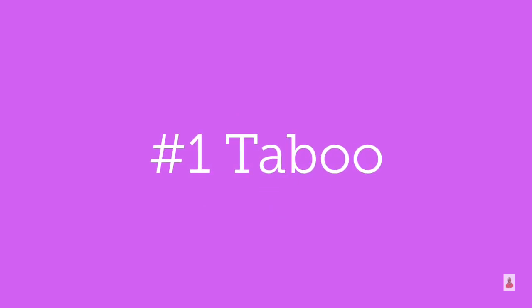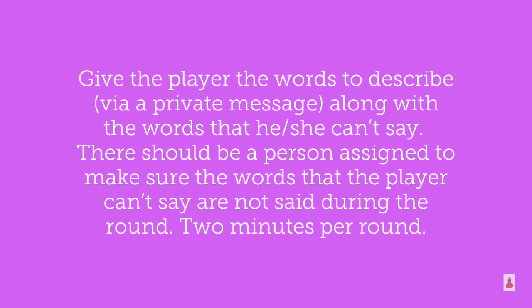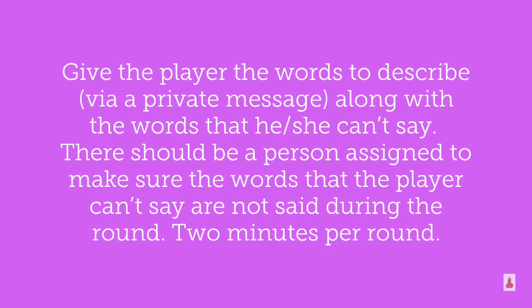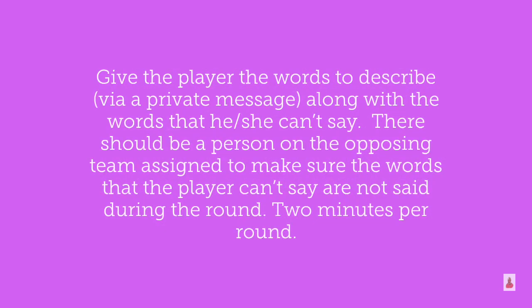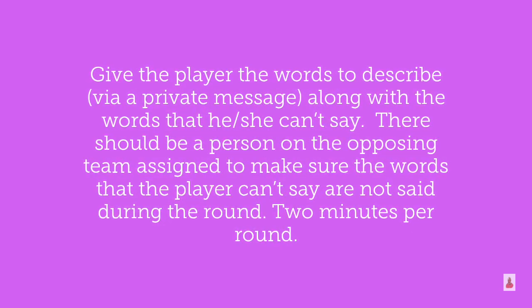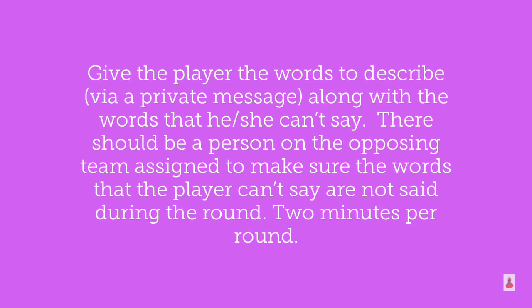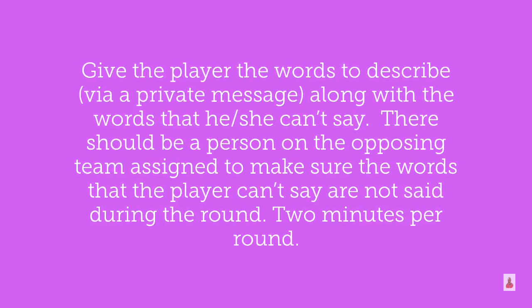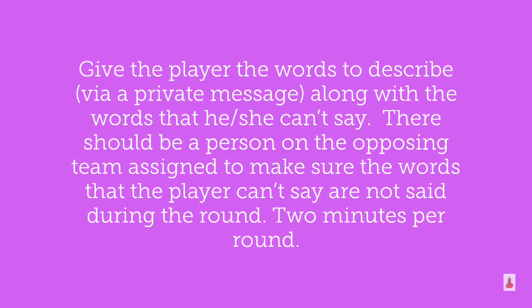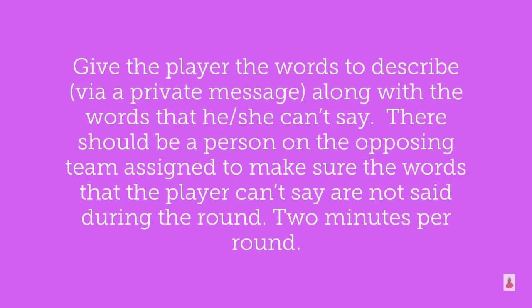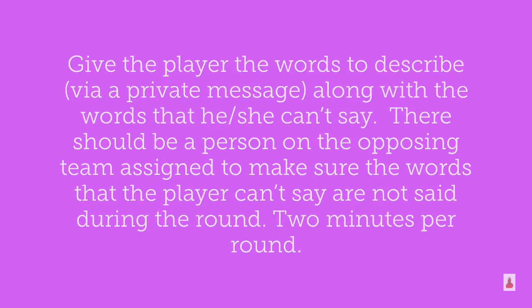The first game is Taboo. Here you will give the player the words to describe via a private message, along with the words that he or she cannot say. There should be a person on the opposing team assigned to make sure that the words that the player can't say are not said during that round. This game is flexible, so you can have each round take a minute, 2 minutes, 3 minutes, or however long you feel like it will take for them to get through several of the word categories.